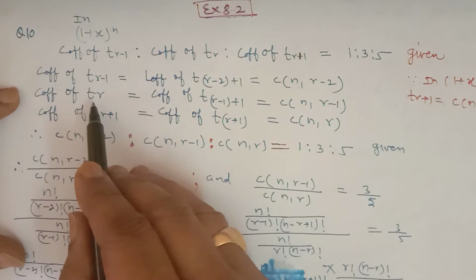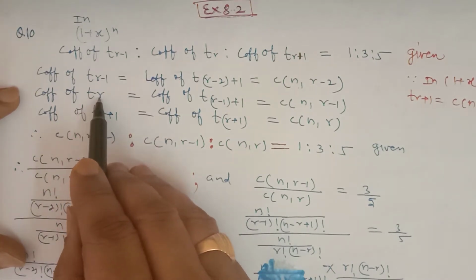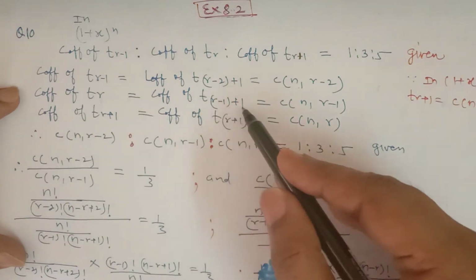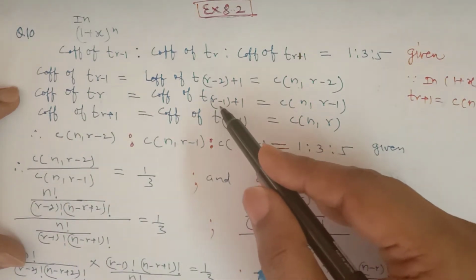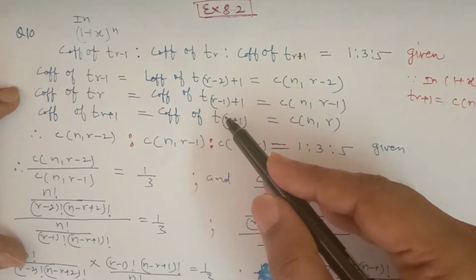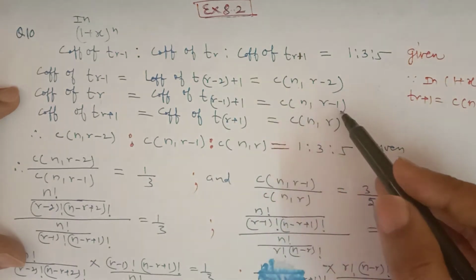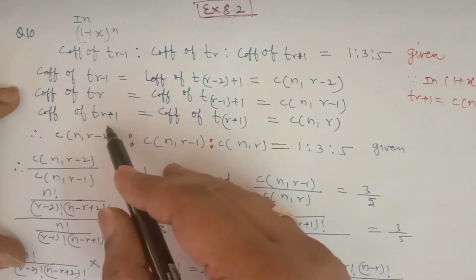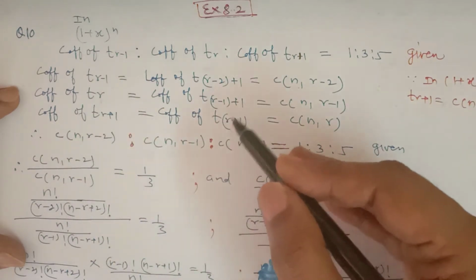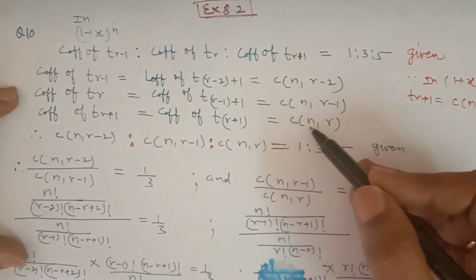Now for the coefficient of the rth term, we have to write it in the form r+1. So for r you can write (r-1)+1. So in this case the r will be equal to r-1. So the coefficient of the rth term is nC(r-1). Now for the coefficient of the (r+1)th term, it is already in the form r+1. So in this case r is r itself, so its coefficient will be nCr.